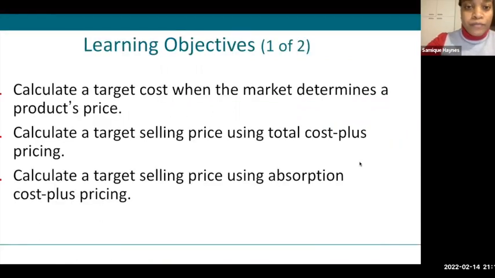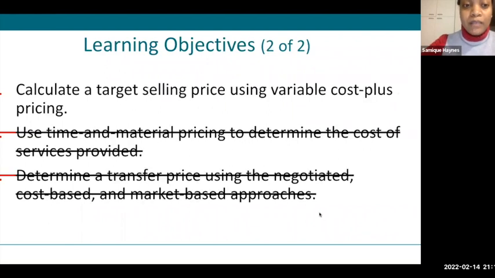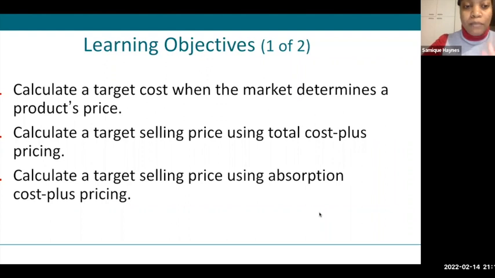So the learning objectives for this chapter: we're going to need to be able to calculate a target cost. We need to figure out how to calculate a target selling price using total cost plus pricing, calculate a target selling price using absorption cost plus pricing, and calculate a target selling price using variable cost plus pricing. So when you're studying for this chapter, I would suggest using these 4 points and making sure that you can answer questions that deal with these 4 points, okay?